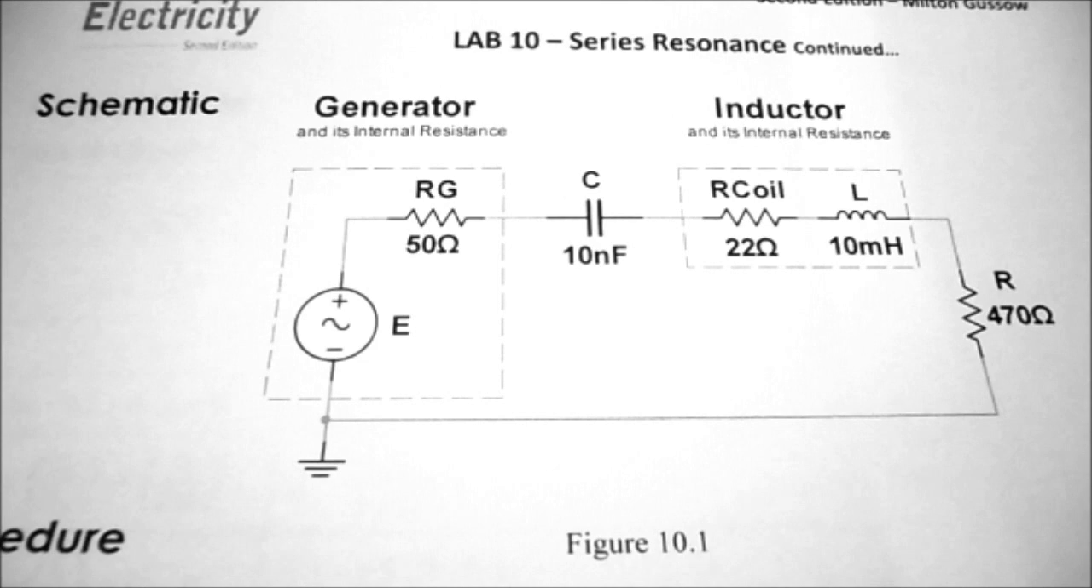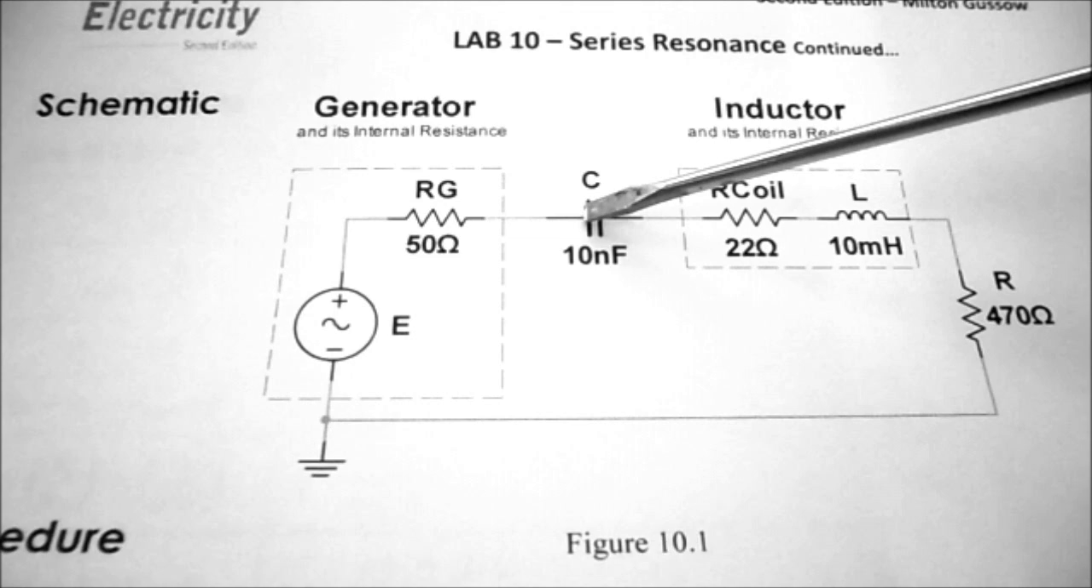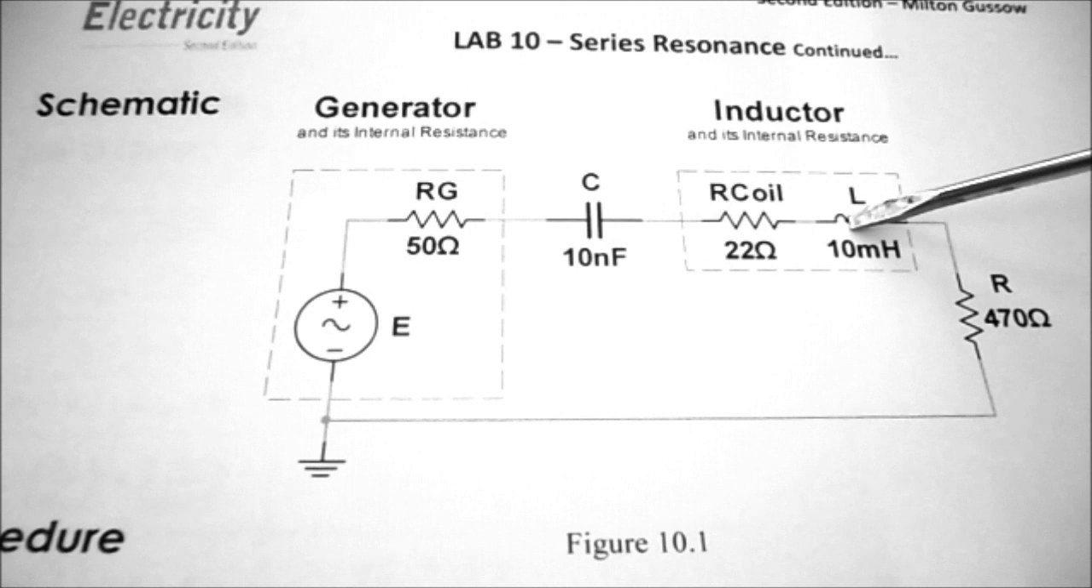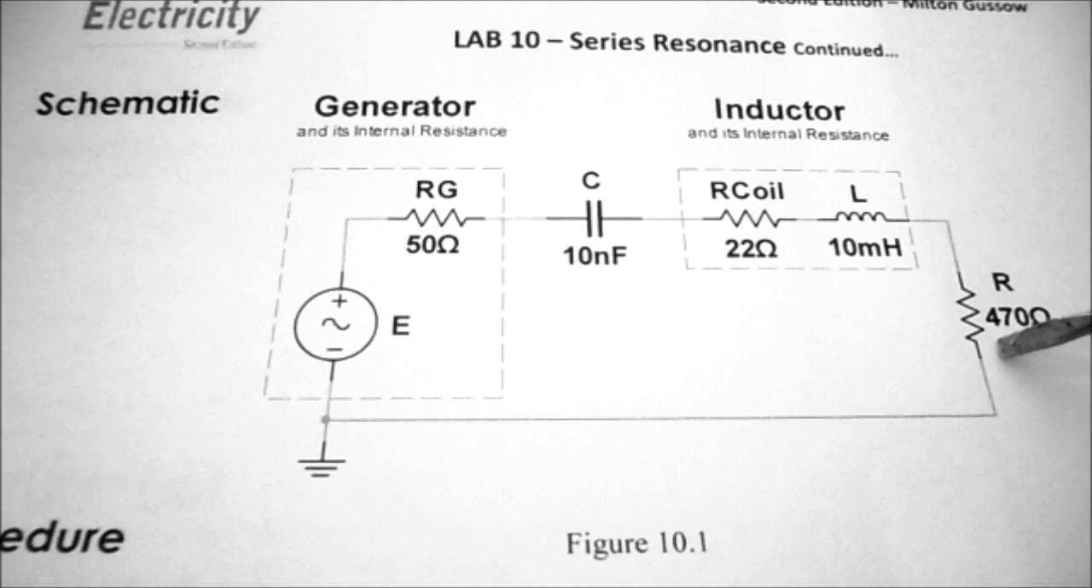Now, looking at my schematic for today, you can see I have a function generator which has an internal resistance of 50 ohms. I'm going to be hooking that up to my 10 nanofarad capacitor and my 10 millihenry inductor. Now, keep in mind my 10 millihenry inductor has a DC coil resistance of 22 ohms, and then I'm going to hook it up to a 470 ohm resistor.